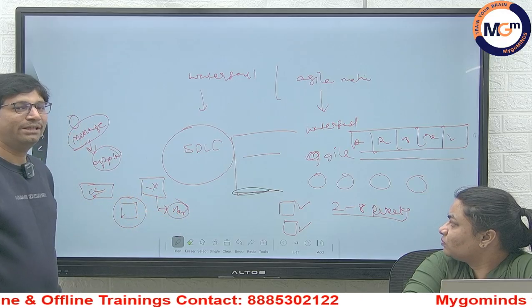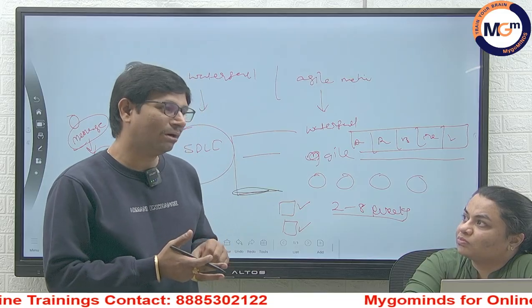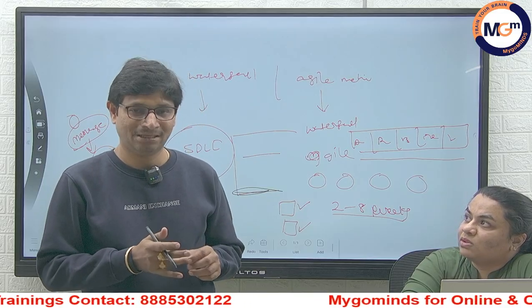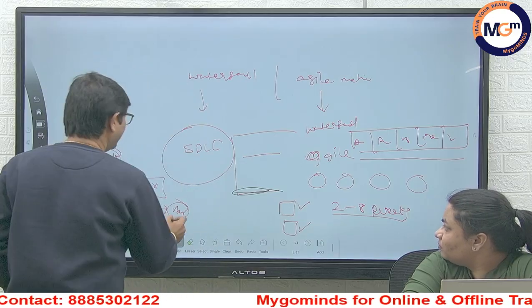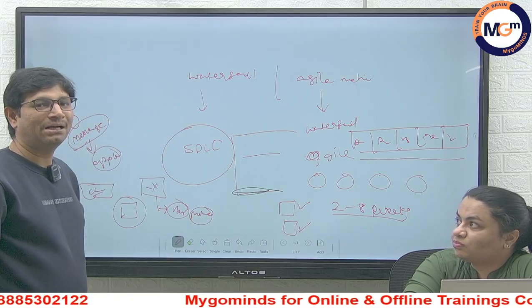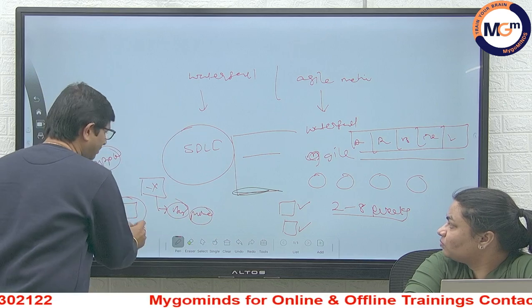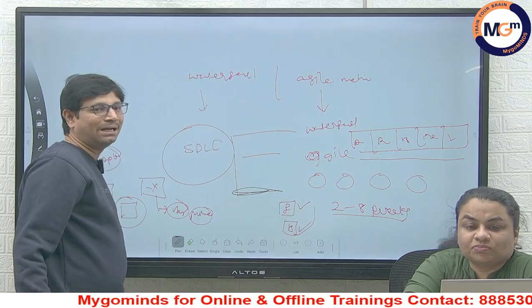A bug may be a blocker, or it may be a major or minor issue. For example, this is a minor issue. They created a bug, and they will deploy this feature and bug in the next sprint.